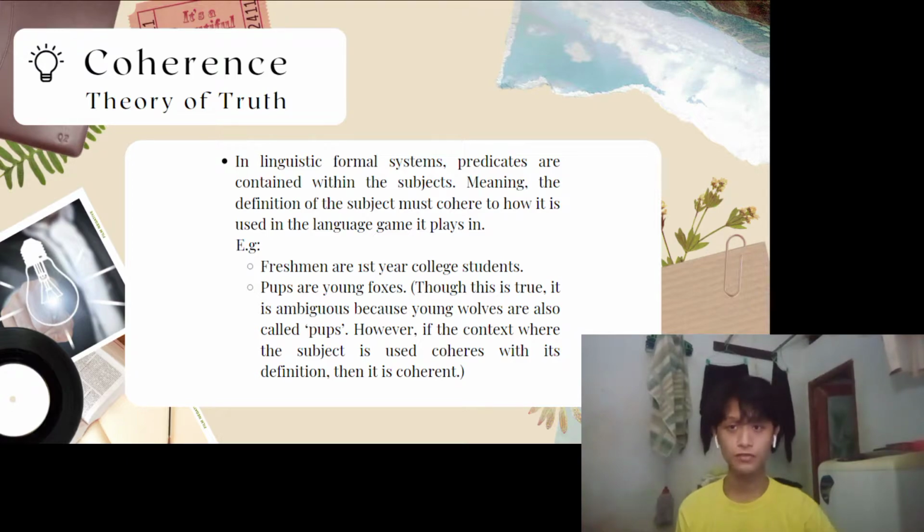We have here a much more ambiguous example for you to understand better. Pups are young foxes. Now in that sense, we know that it is true. However, it is ambiguous because we know for sure that young wolves are also called pups. So in that sense, it is quite ambiguous, but if we know that the context of the word pups coheres with the context that it plays in, then it is coherent. If the definition of pups plays in the context of young foxes, then it is coherent. Otherwise, it is not.